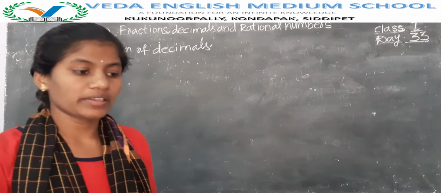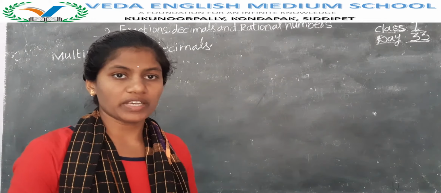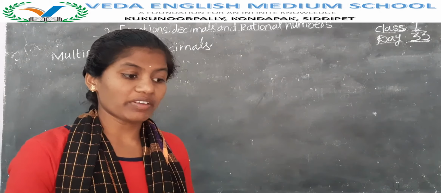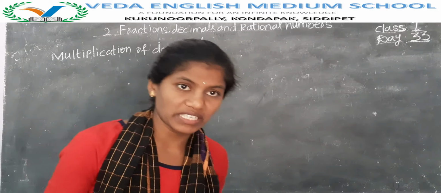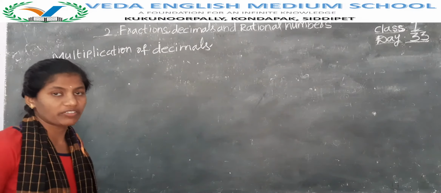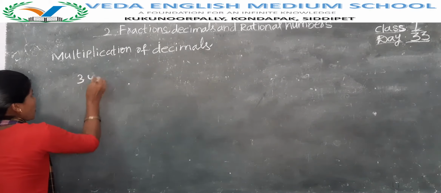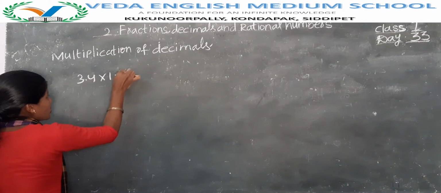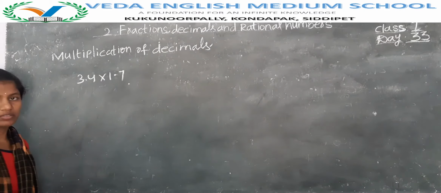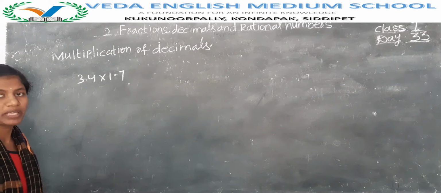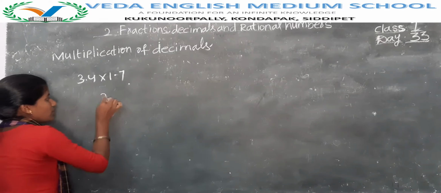Now we are learning multiplication of decimals. Already we have learned in the previous class. I have explained how to do multiplication of decimals. Once again we will learn, and then we will go to the division of decimals. First, multiplication of decimals. For example, if I have the numbers 3.4 into 1.7, both are decimal numbers. Then how to multiply these two decimal numbers?